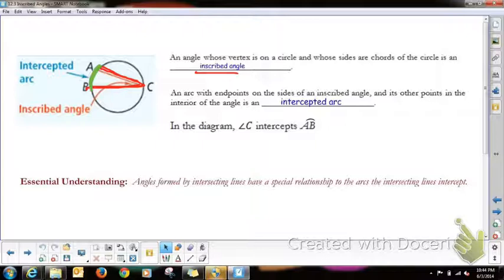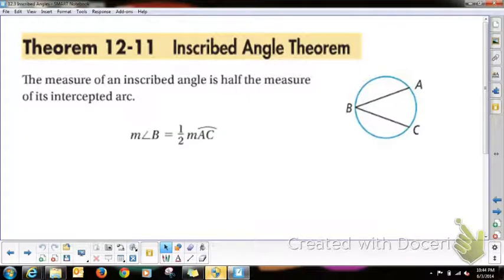Angles formed by intersecting lines have a special relationship to the arcs the intersecting lines intercept. So Theorem 12-11, inscribed angle theorem. The measure of an inscribed angle is half the measure of its intercepted arc. So it's really that easy. It's just another rule about circles. We already have a whole bunch, right?